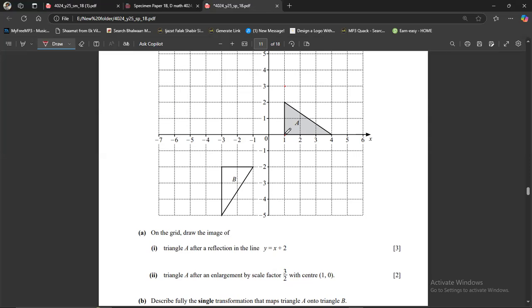This point, because this vertex of the triangle is on the center of enlargement, will not move. This point is on the horizontal line. Its distance is how much? 1, 2, 3. So when you multiply it with 3 by 2, you get 9 by 2, that is 4.5. So from here, you go 1, 2, 3, 4, and 4.5. So that point will come here. So this is 1 point, this is 1 point, this is 1 point, and then you will join them.